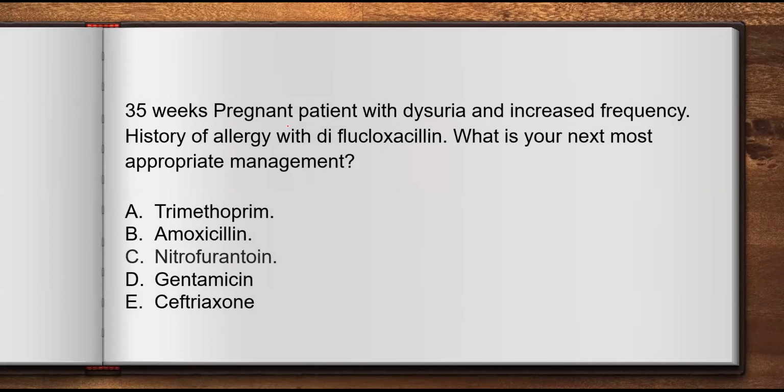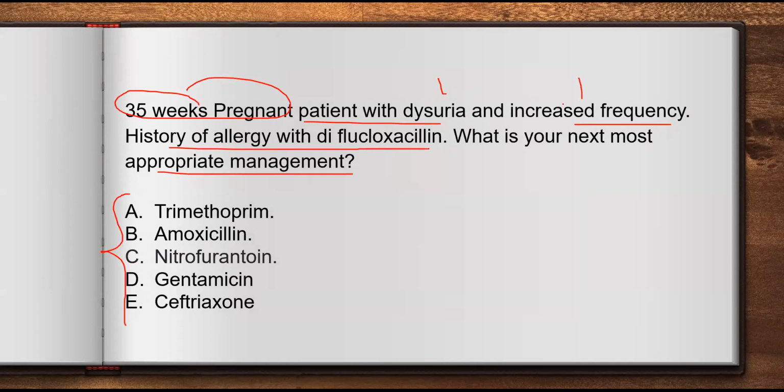Next question: a 35 weeks pregnant patient presents with dysuria and increased urinary frequency. History of allergy with flucloxacillin. What is your next most appropriate management? So what antibiotic can you give in a 35 weeks pregnant patient? Looking at the symptoms, it's a UTI, right? Dysuria, increased frequency. What do you want to give? Trimethoprim, amoxicillin, nitrofurantoin, gentamicin, ceftriaxone.